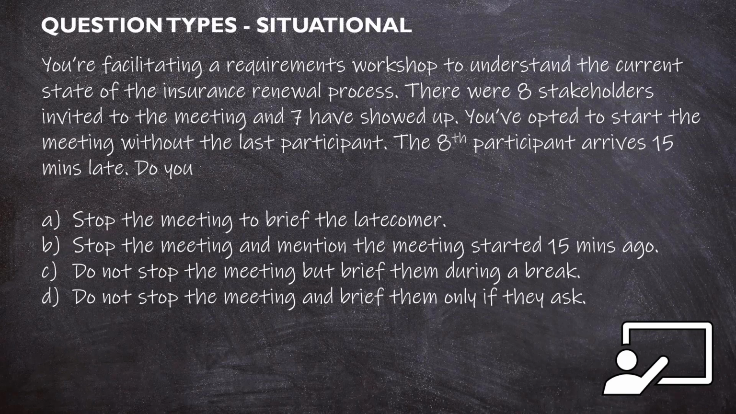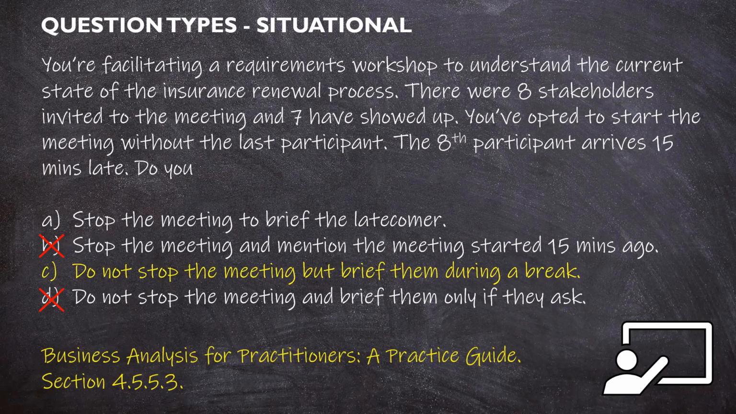The purpose of the workshop and how many stakeholders were invited are pieces of information that aren't needed to answer this question. B and D can probably be eliminated right away, as B is a bit of a harsh response and D probably isn't the best answer. The question is now, do we stop the meeting or not stop the meeting? In the real world, admittedly, there probably were situations where I've done both, but it depends on who this last stakeholder was. If they were a key decision maker, then I'd probably stop to brief them, but if not, probably not. The question didn't specify, so based on that, C, do not stop the meeting, but brief them during a break, is the best answer.